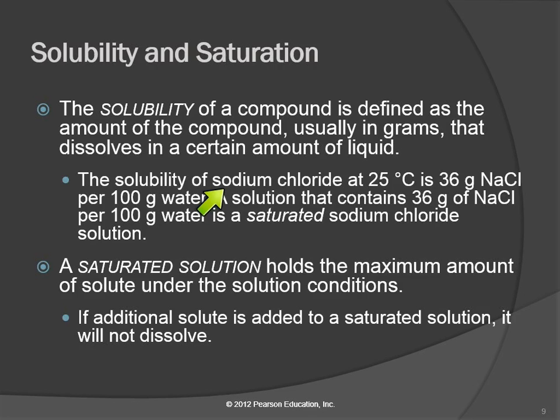So the solubility of sodium chloride, 36 grams of sodium chloride will dissolve in 100 grams of water. If you add a little more, if you've got 36.5 grams of sodium chloride in 100 grams of water, that extra half a gram will not dissolve. It will just sit on the bottom. So at 36 grams of sodium chloride per 100 grams, we say that is a saturated solution, meaning you can't put any more solute in. It won't dissolve. The water is full of sodium chloride. It can't take any more.